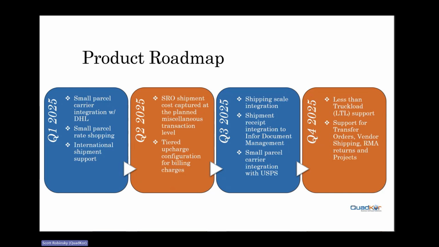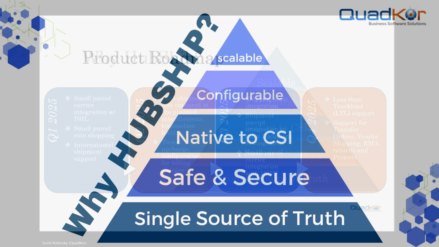In Q4, it's going to be a big quarter for us. We're going to be introducing LTL support as well. Present day, we are small parcel, but in Q4 of 2025, we'll be small parcel and LTL. And last but not least, we're also going to be introducing the ability to utilize HubShip for transfer order shipments, for vendor shipping, for RMA returns, and also project shipping. On to the next slide.